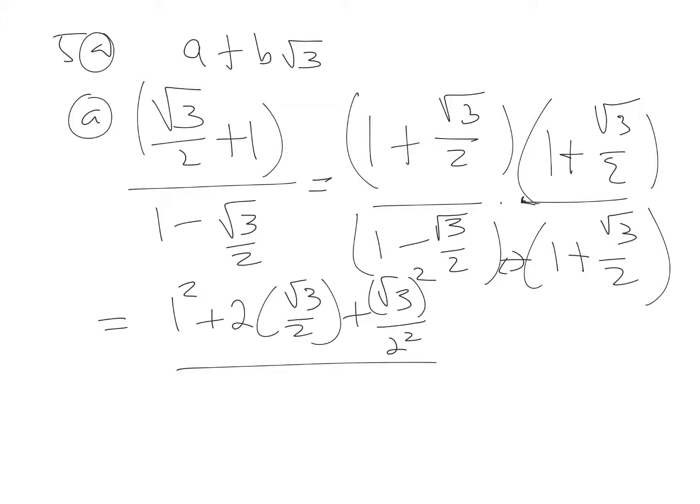And then the denominator, we have difference of squares, so it will be 1 squared minus root 3 over 2 squared. All right? So root 3 squared over... Actually, let's do the whole thing like this, root 3 over 2 squared. I should have done the same thing with the numerator, but that's okay. All right?